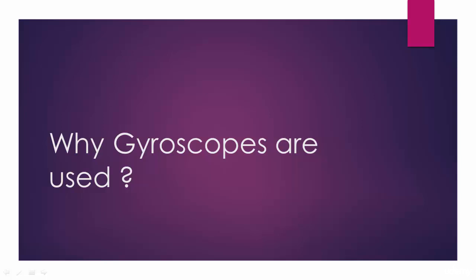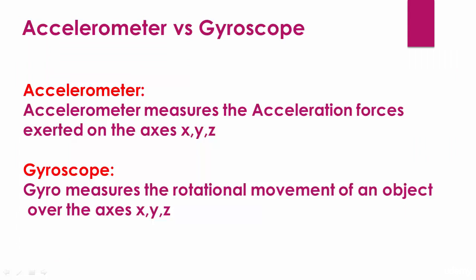Hey, welcome back. So in this lecture, let's understand about the gyroscope sensor and why it is used, and we will also see when to use gyro and when to use accelerometer. All right. So as the accelerometer measures the acceleration on the axes x, y, and z due to the acceleration forces acting upon it, the gyroscope measures the rotational movement across its axis.